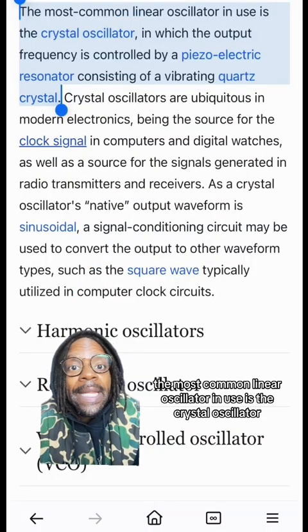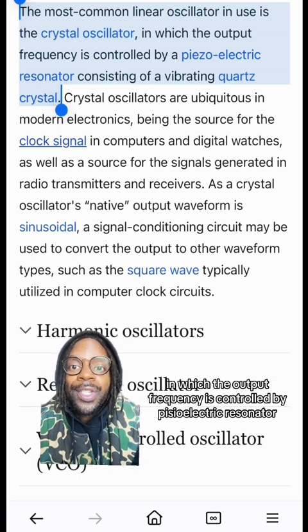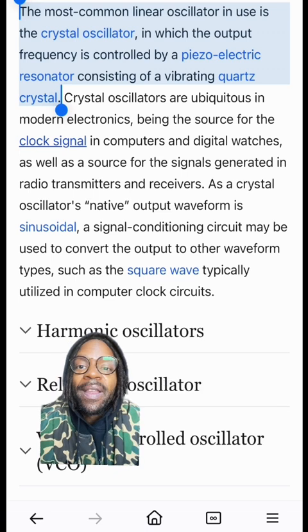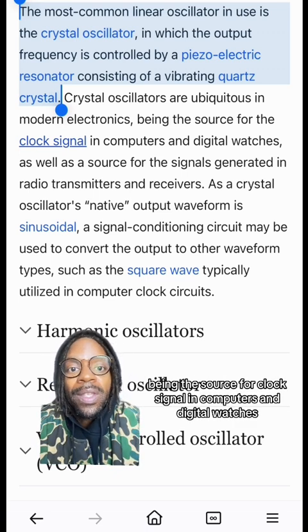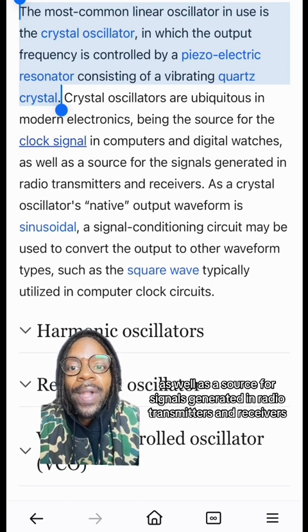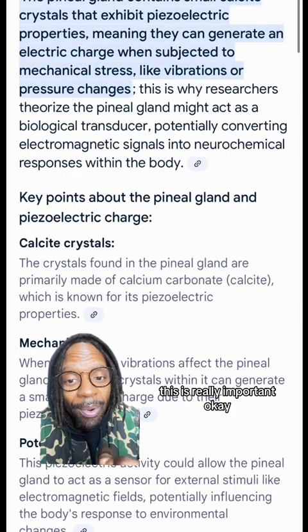The most common linear oscillator in use is the crystal oscillator, in which the output frequency is controlled by a piezoelectric resonator consisting of a vibrating quartz crystal, like in computers. Crystal oscillators are ubiquitous in modern electronics, being the source for clock signal in computers and digital watches, as well as a source for signals generated in radio transmitters and receivers. This is really important, okay?